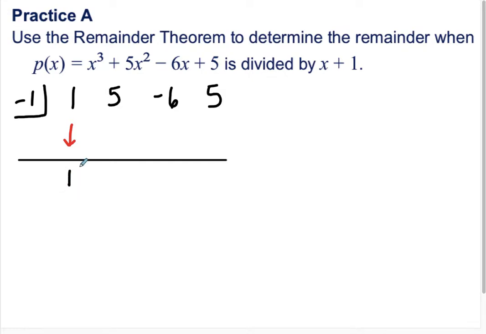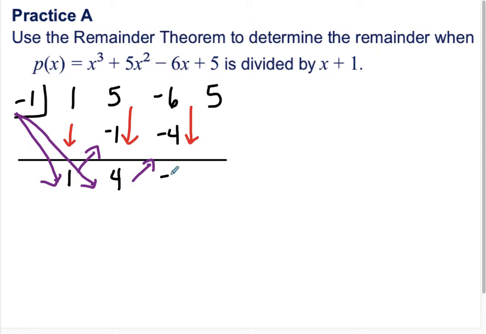So I'm going to bring down my first term, that's 1, then multiply the number in the box with this number, and place it under the next coefficient. So that's going to give me -1, and then I add 5 minus 1 is equal to 4. And then I multiply and repeat the process until you get to the remainder, right? So -1 times 4 is -4. Then I'm going to add -6 and -4 becomes -10, and I will multiply. -1 times -10 is +10. And then 5 plus 10 is 15. And if you checked it correctly, that should be your remainder, 15, right?